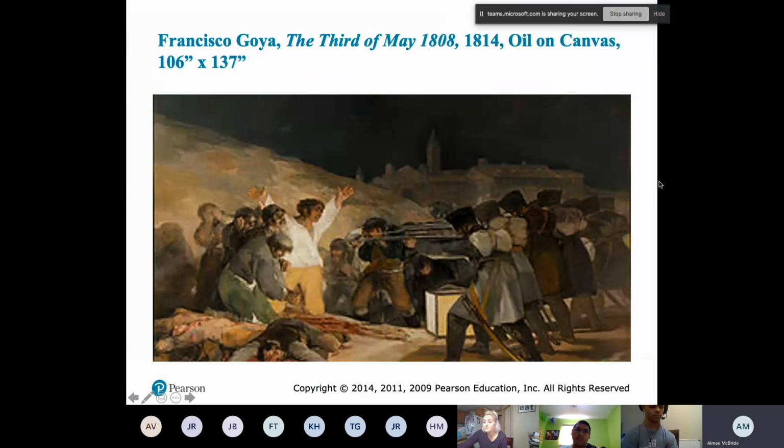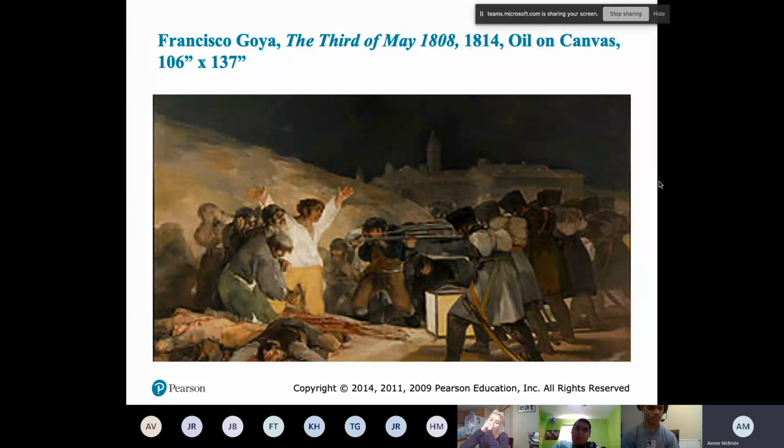And this is the grand painting that ended up being the end result for that series. This painting is called the 3rd of May, 1808. It was actually painted in 1814, so several years later. And like I said, it's grand, meaning large. It's really big for a painting of this particular content.